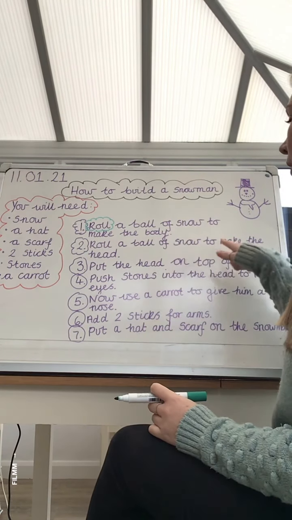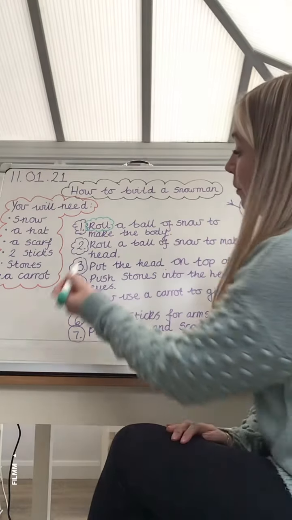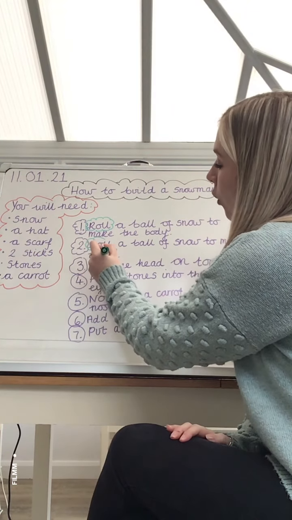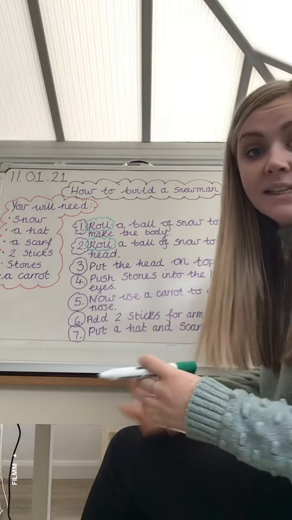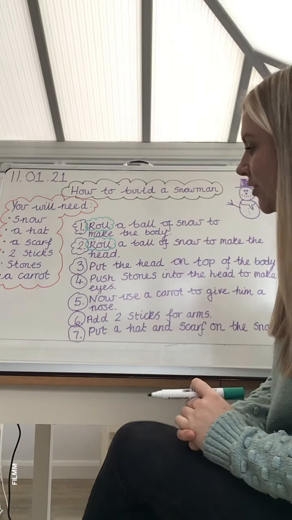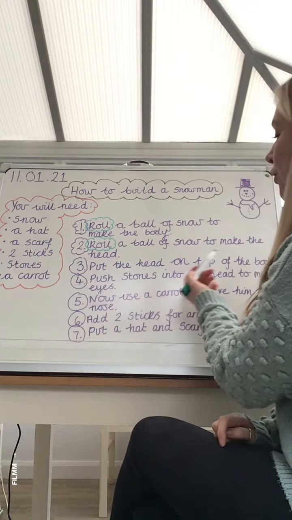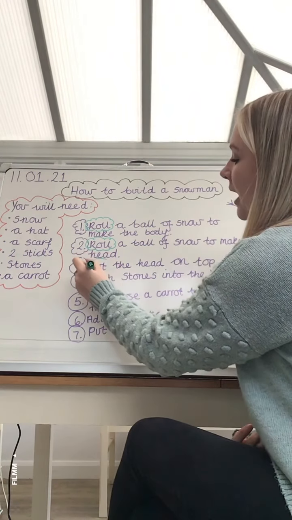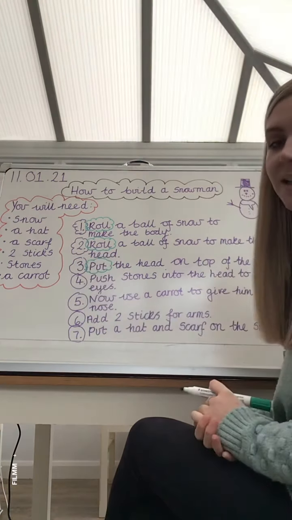Roll a ball of snow to make the head. Again, the bossy verb is roll. It's telling Pedro what he needs to do with the snow in a bossy way. Let's look at the next instruction. Put the head on top of the body. Put is the bossy verb in this sentence.